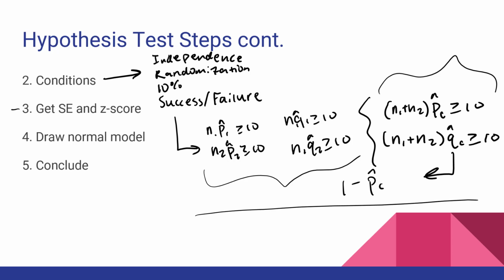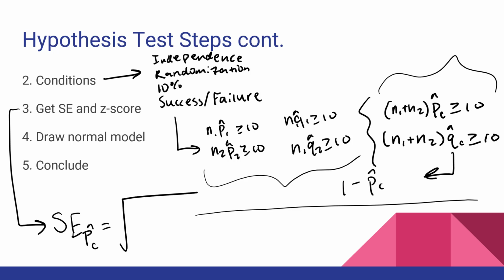Next, you would calculate your standard error and get your z-score. So your standard error has to be calculated with p hat c, as I mentioned earlier. And so this one would be equal to the square root of your p hat c times q hat c times, and then in parentheses, 1 over n1 plus 1 over n2.